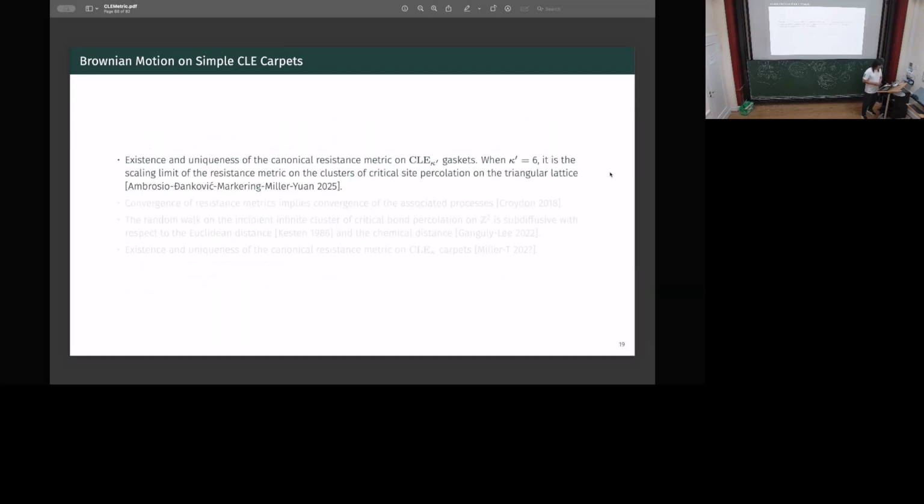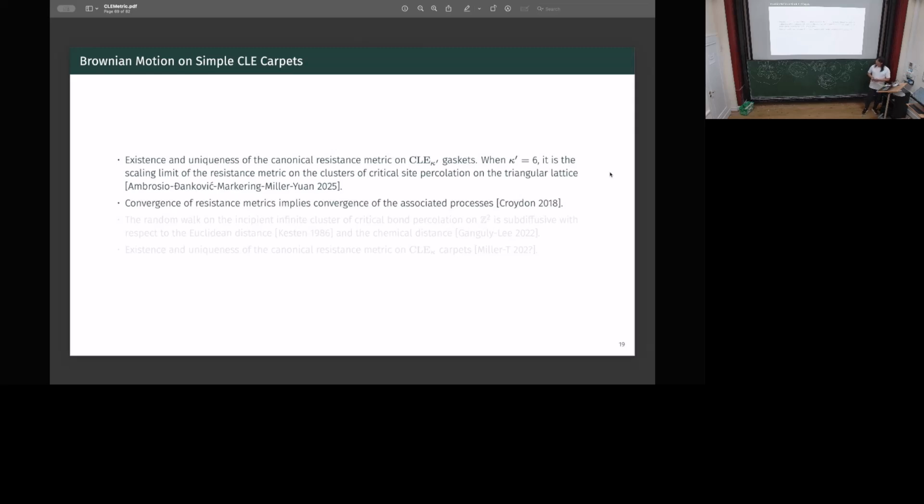And recently, there's some work by Jason and some other students. They constructed a canonical resistance metric on the CLE kappa prime carpet or gasket. So kappa prime is between 4 and 8. And they also proved that when kappa prime is 6, it is indeed the scaling limit of resistance metric on the clusters of critical percolation model. Because for any graph, you can also define resistance metric. So for this cluster, you can define resistance metric. And they proved it is indeed the scaling limit.